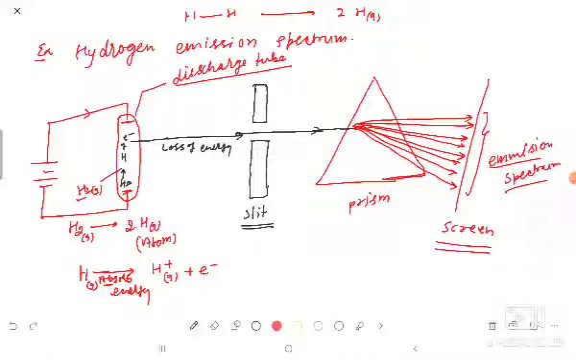We are going. Till now I explained the definition.